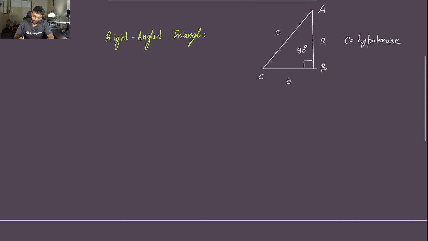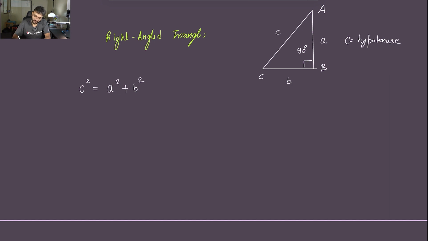Right. Now the Pythagorean theorem is attributed to this scientist who back in the day was called Pythagoras, and he said that when you have a right angle triangle, this is true. C squared is equal to A squared plus B squared, or the hypotenuse squared is equal to the sum of the squares of the two other sides.